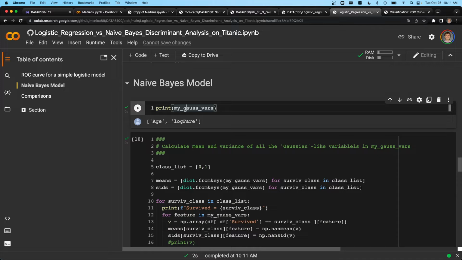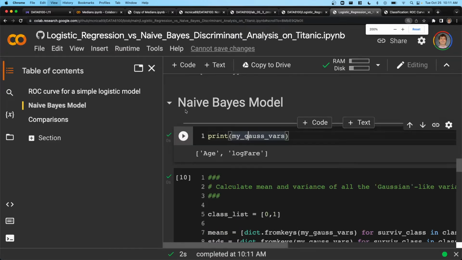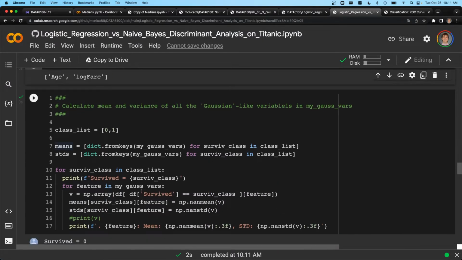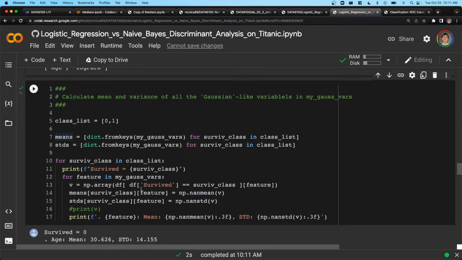Okay, so the two variables in my Gaussian variables are age and log fare. So I'm pretending those are Gaussian. And so for those ones, I've got to estimate a mean and a variance. And what I do is I just look at the two different classes. So just like I have on the board, I split everybody up into two. And so you can either be in y equals 0 or y equals 1. And then I'm going to do the means and the standard deviations for those things.